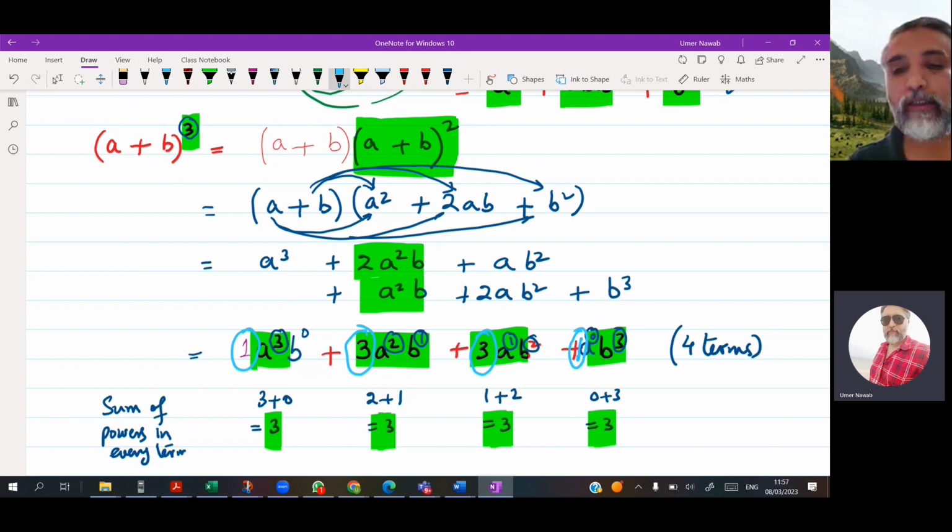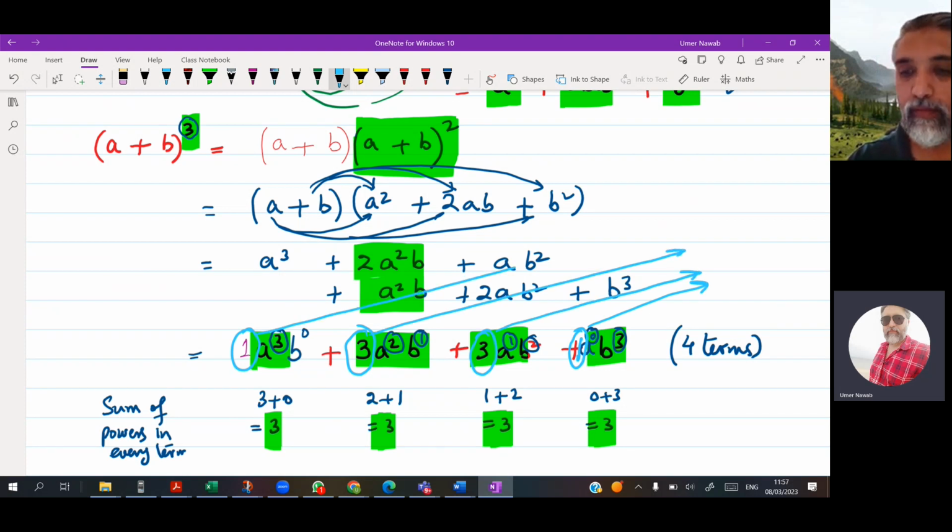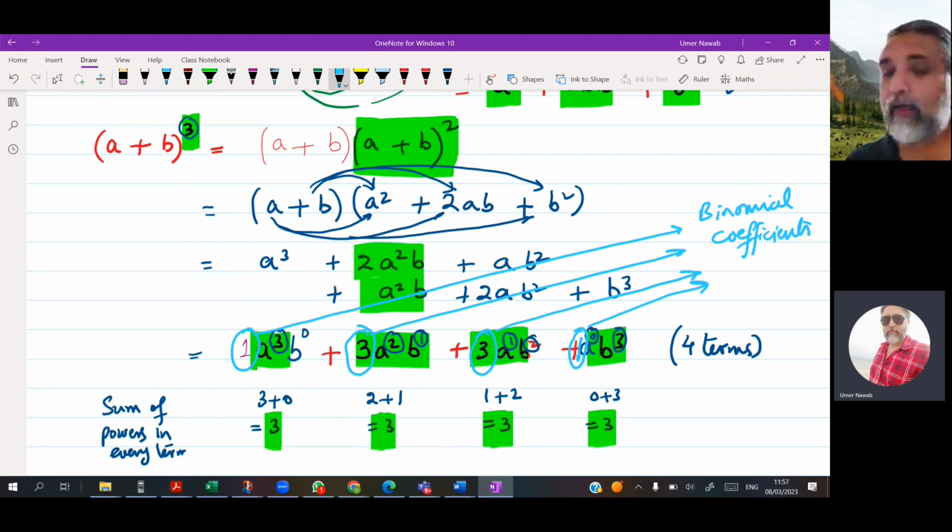So these 1, 3, 3, 1 are called binomial coefficients. I can make one more guess. Look, if you have the first number 1, your last number is 1. If your second number is 3, your second last number is 3.